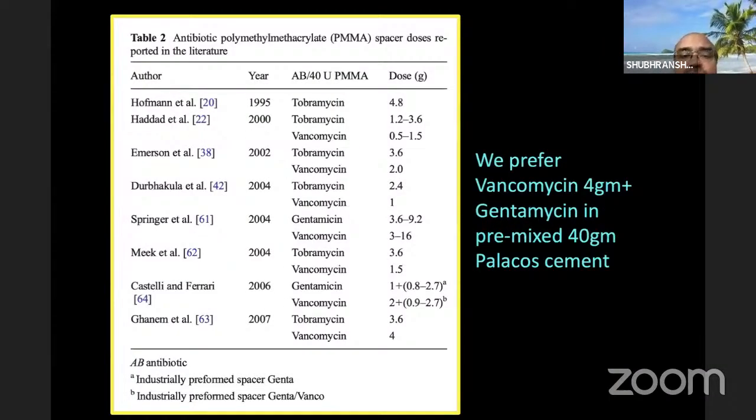The literature shows what antibiotics to be added. Tobramycin, vancomycin, gentamicin, these are the antibiotics that can be added. We prefer to add vancomycin 4 grams plus gentamicin in pre-mixed cement, so to 40 gram Palacos cement, I add 4 grams of vancomycin.